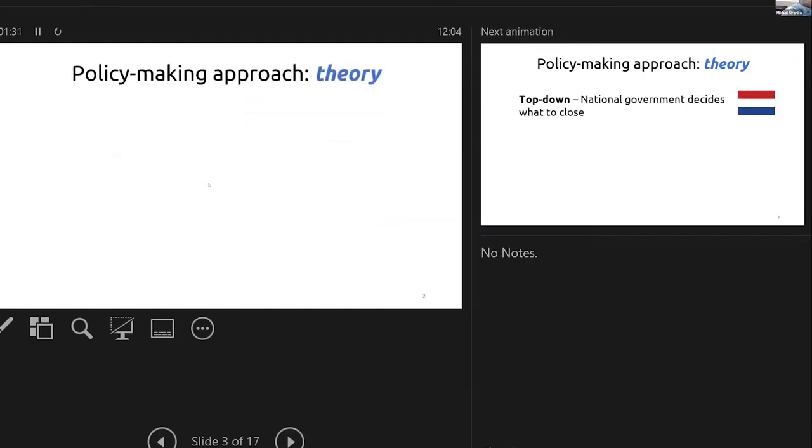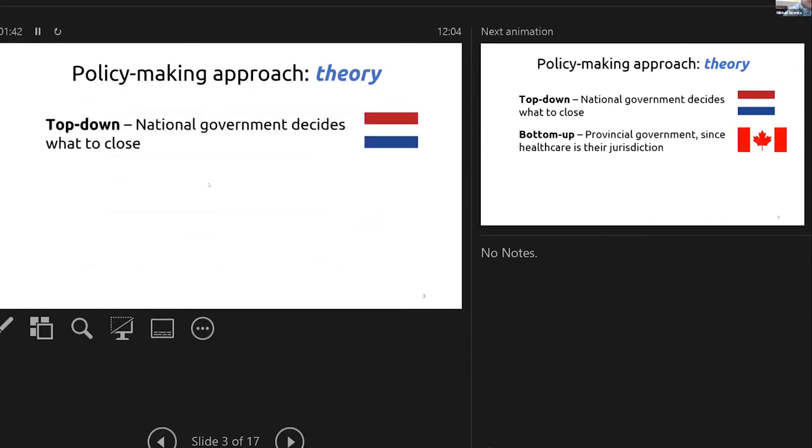So we started questioning ourselves: what are the bases, how do we make decisions, and what can we do to actually tackle this problem? Because we have already been in this place for some time, but it's not getting better. Let's try to sketch some approaches that are there for policy making. Of course, this is an oversimplification, but we have a top-down approach, when the national government decides what to close, for example, let's close the schools, let's close universities. This is the responsibility of the national government in the Netherlands.